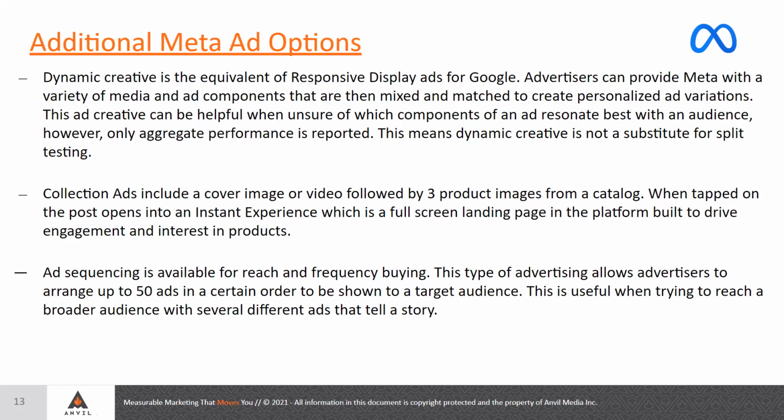And then the last option we have, maybe an additional option, is ad sequencing. This is available for the reach and frequency buying option. So it's very limited in what objectives you can do, around awareness and traffic essentially. So nothing in the conversion realm, but it's a really great option if you're introducing a new product or trying to gain brand awareness. What this type of ad does is it allows you to select which ads you'd like to show to users in a certain order.